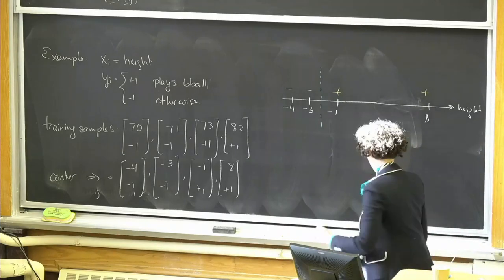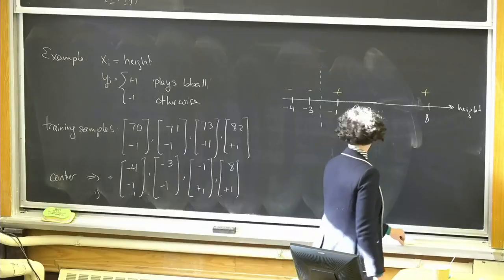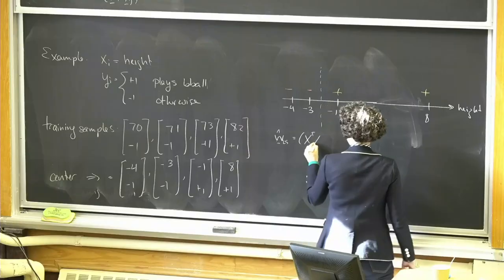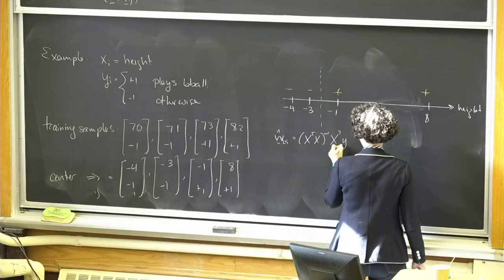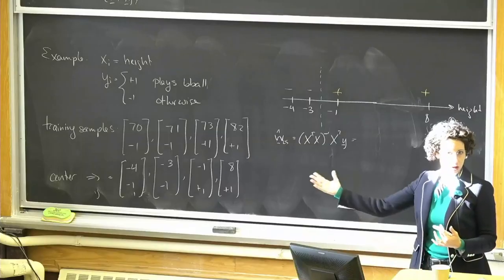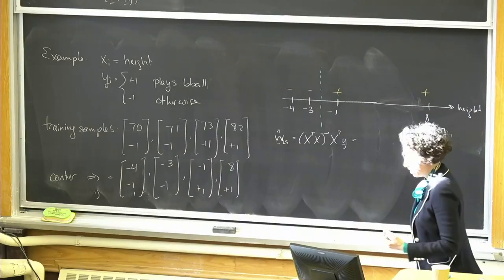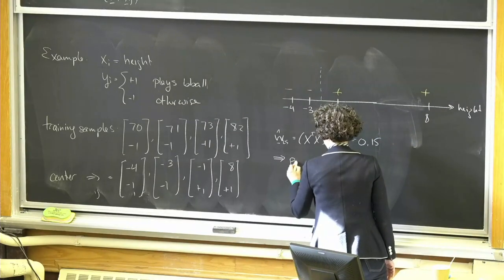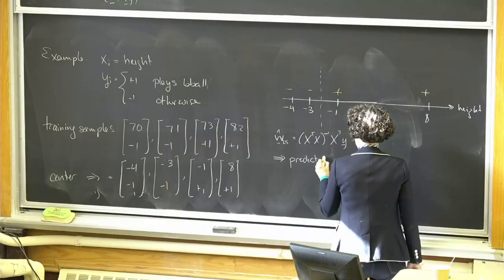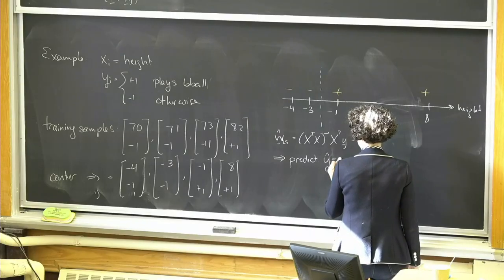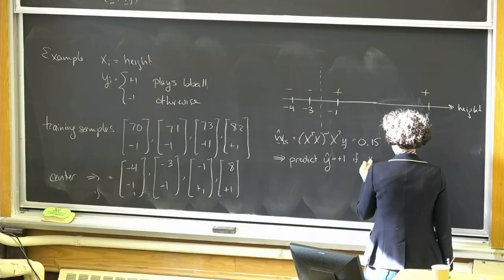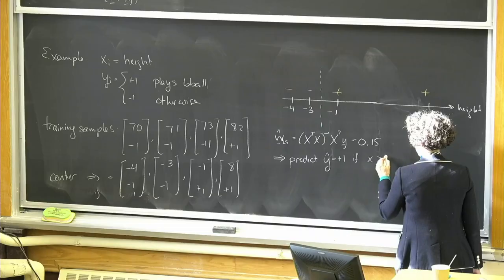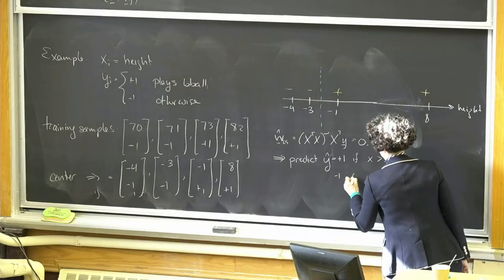So in particular, we've got our formula for least squares. Least squares is, remember, (x transpose x) inverse x transpose y. And if we plug in our training data for this example, what we get is 0.15. So what that tells us is that our predicted label y hat should be +1 if the observed new test height, or distance from the mean, is greater than 0.15 and -1 otherwise.